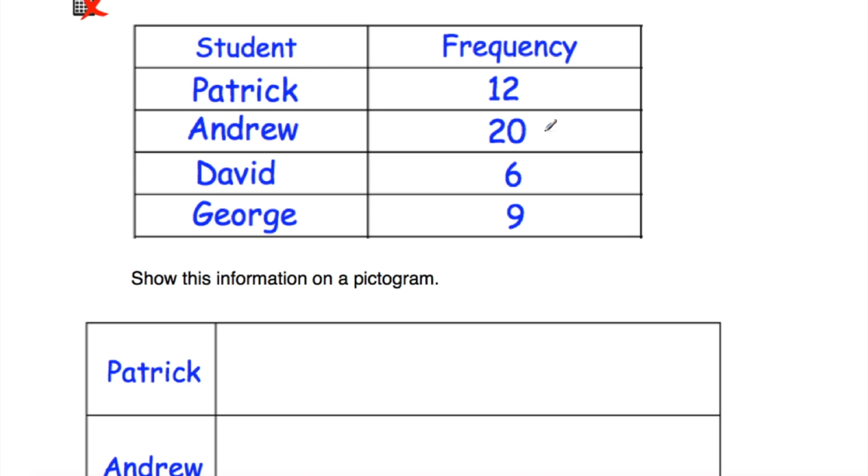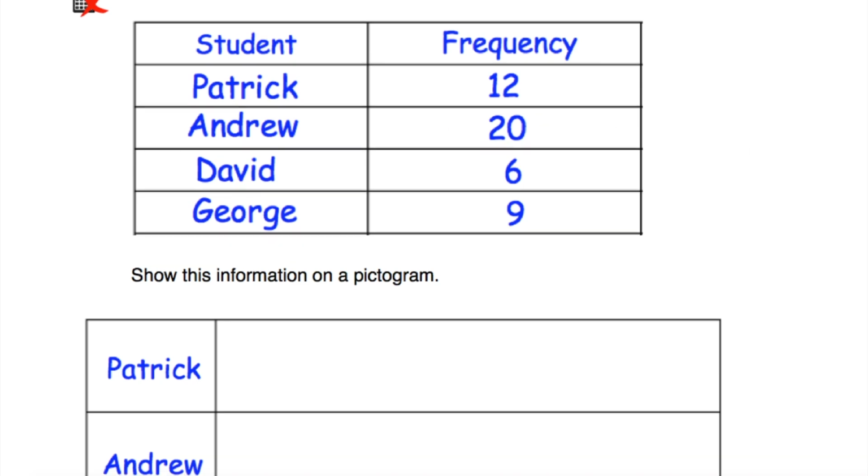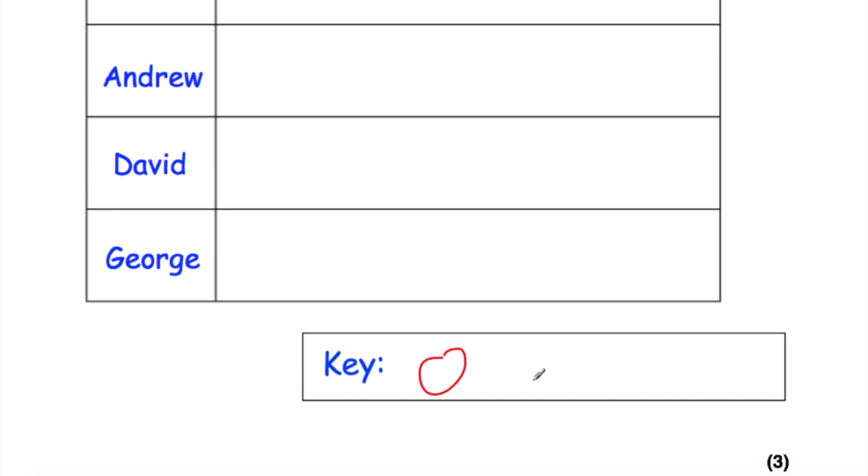I'm thinking we should use a circle representing 4 people because that would be quite nice because obviously 5 times 4 is equal to 20. So it's not as if we have to do too many circles. If we were to use a circle representing 2 people, we'd have to do 10 circles for Andrew. So I'm going to use a circle representing 4. So let's do that. So a circle represents 4 phone calls. Okay, so that's our key. A circle represents 4 phone calls.